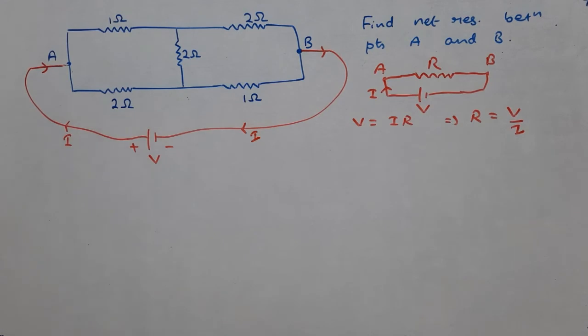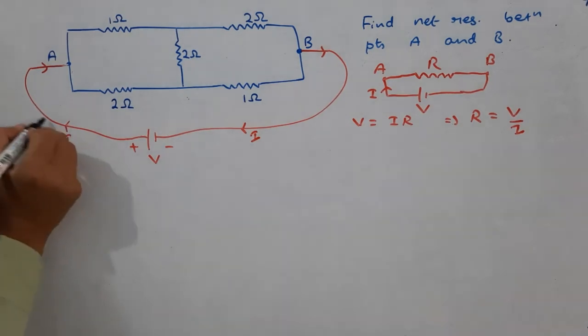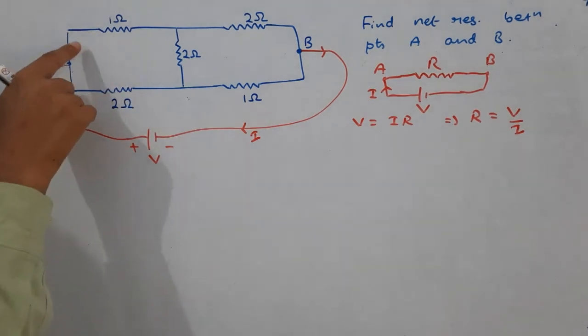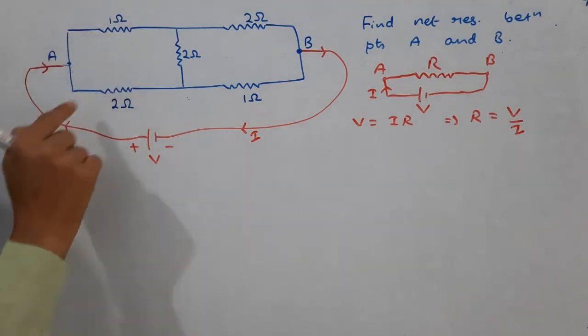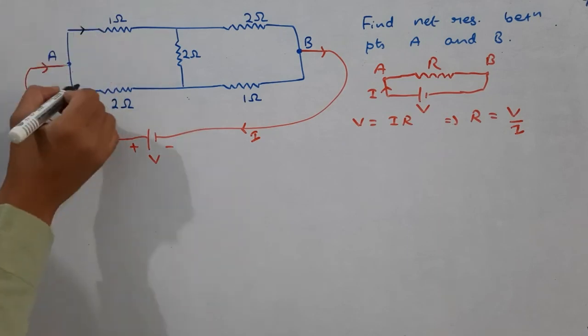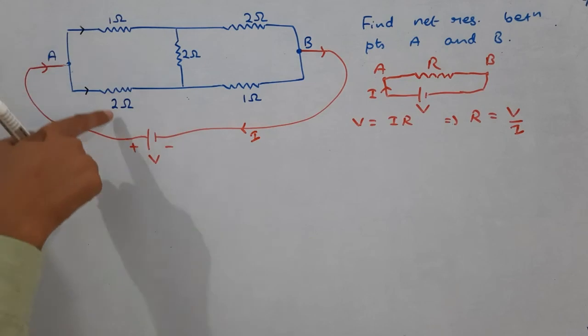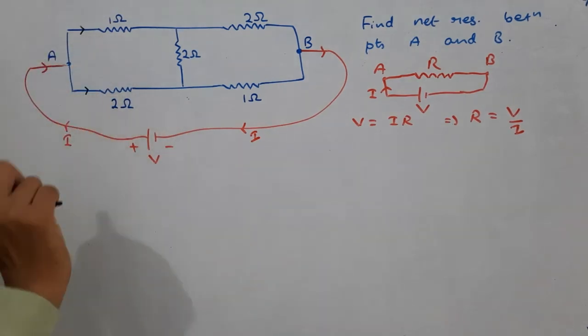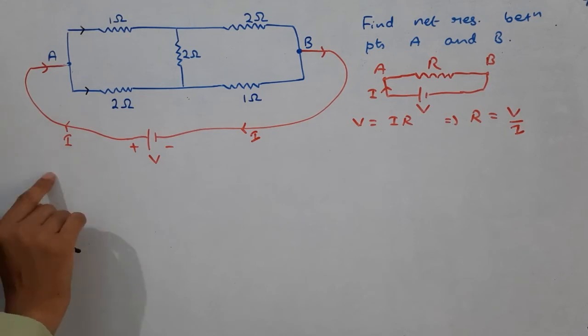So first you see, this current I enters here. Now it has a choice. It will flow through this path also, this path also. So it has to distribute. Out of I, do you think the current will be equal in both of them? No, because the resistances are not the same. So we don't know what will be the values of current.